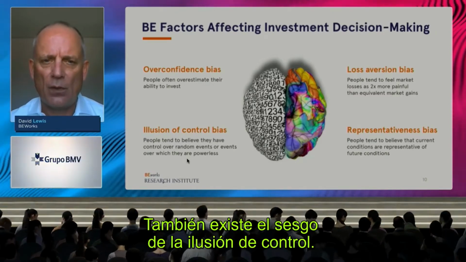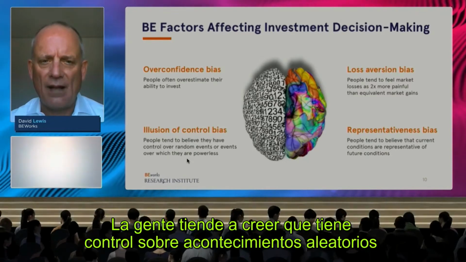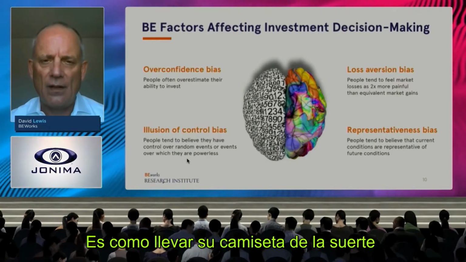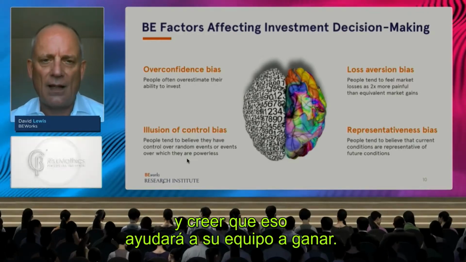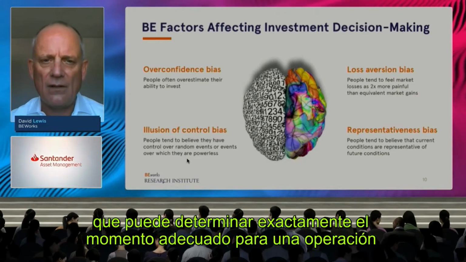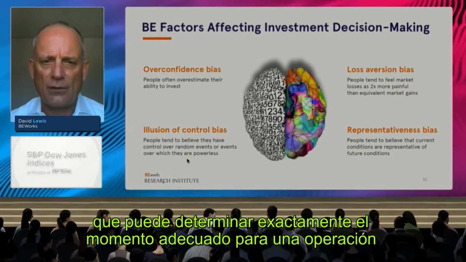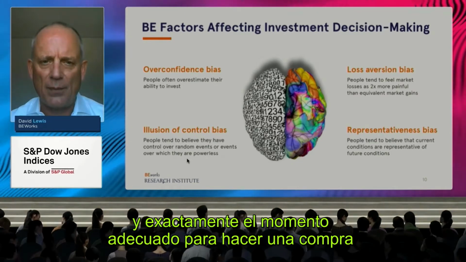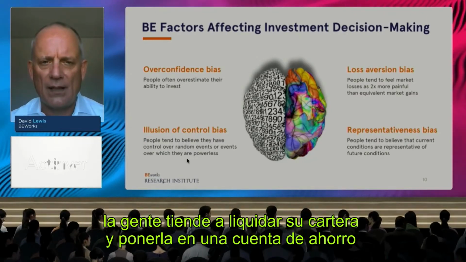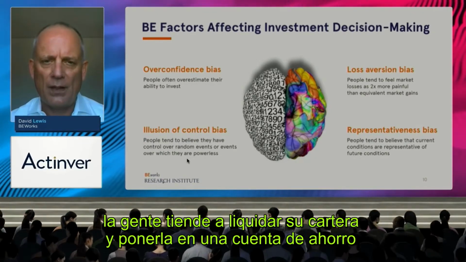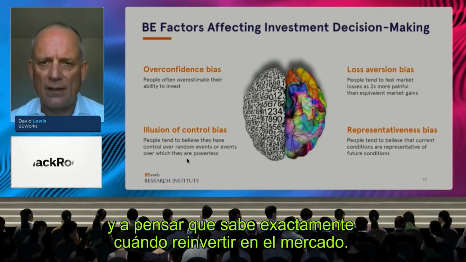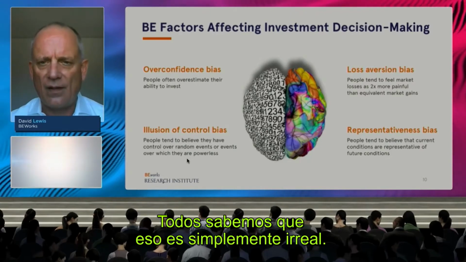There's also illusion of control bias. People tend to believe that they have control over random events or events over which they're powerless. Think of wearing your lucky jersey and thinking it'll help your team win. That's a funny example, but people also tend to think that they can determine exactly the right time to make a trade and exactly the right time to make a purchase and exactly the right time to sell. So during periods of volatility, people tend to liquidate their portfolios, put it in a savings account, and think they know exactly when to then reinvest in the market. We all know that that's simply unrealistic.